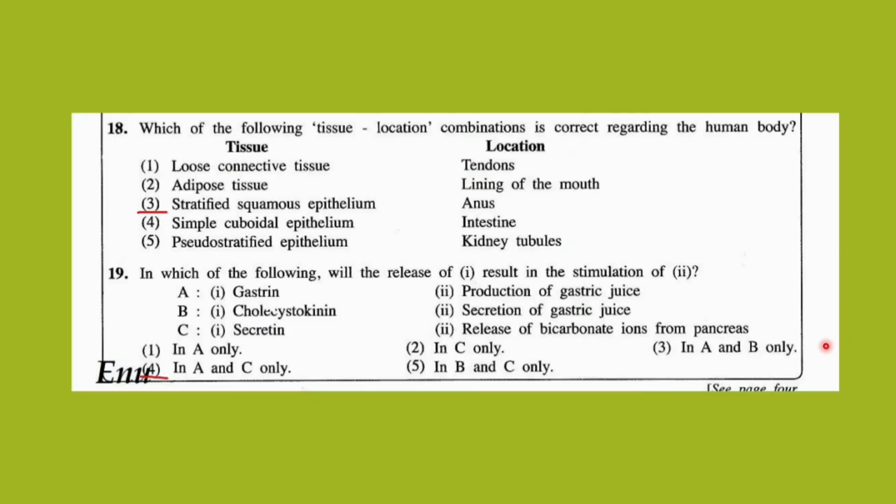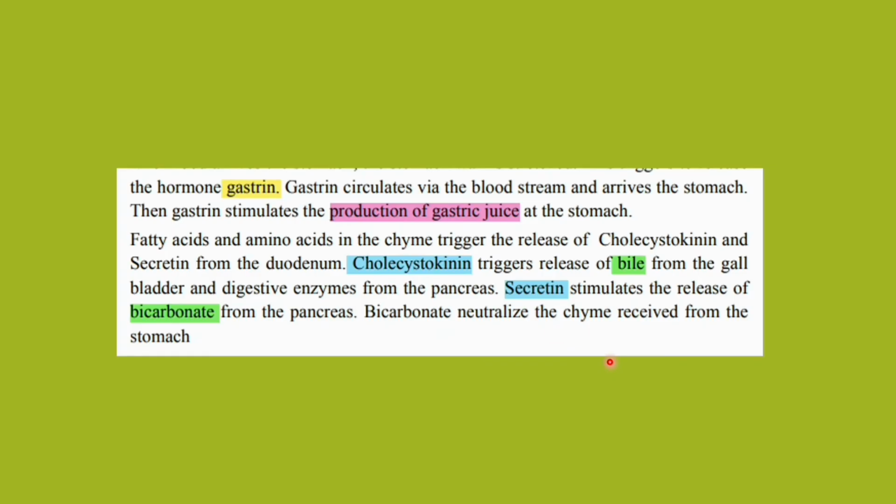Then the 19th question, in which of the following will the release of 1 result in the stimulation of 2? So here we know gastrin. Gastrin is a hormone. Gastrin will stimulate the production of gastric juice. So the statement A is correct.